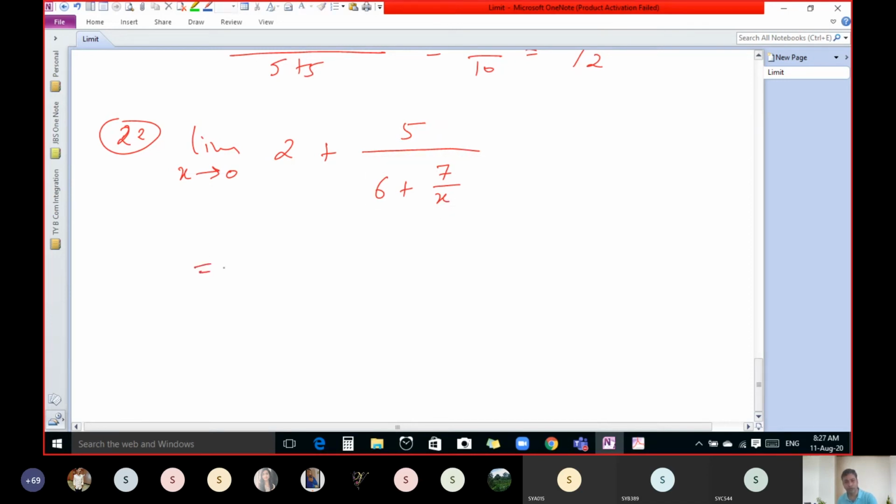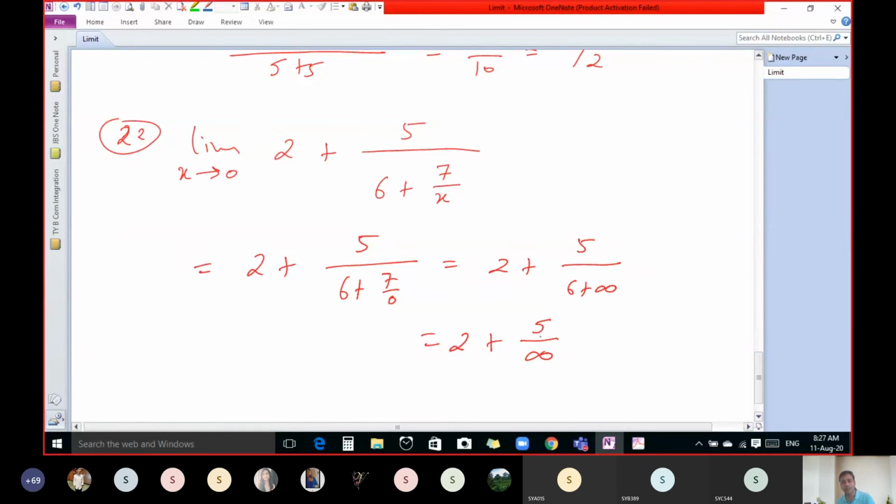So if we put x equal to 0, what do we get? 2 plus 5 upon 6 plus 7 upon 0. Now 7 divided by 0, anything divided by 0 is infinite. We know that infinite plus any constant number, the answer is infinite. Infinite is a very big number, so a very big number plus 6 or any number gives a very big number.